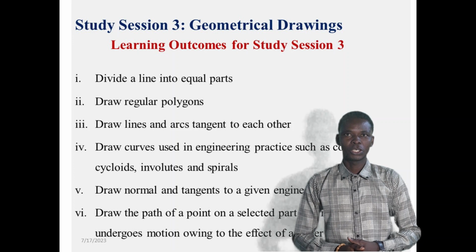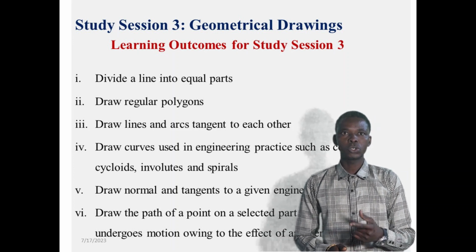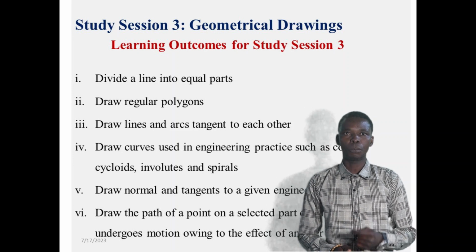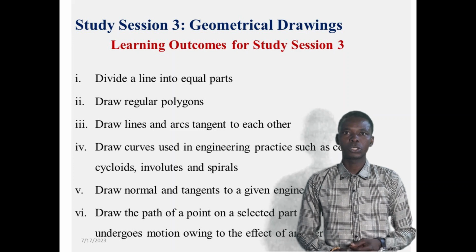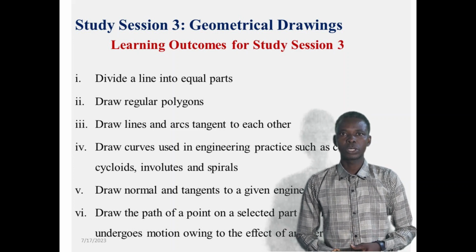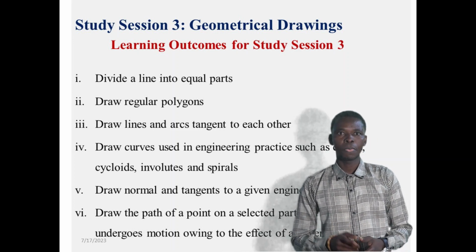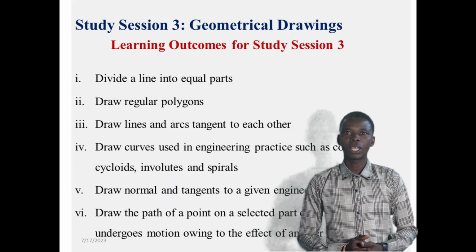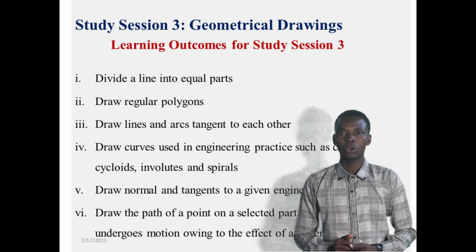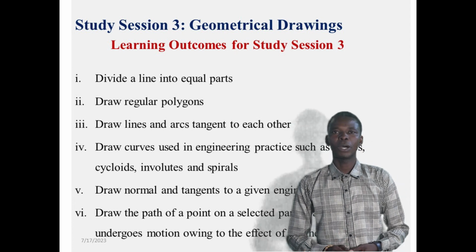Study section 3, which is geometrical drawing. At the end of this study section, you should be able to divide a line into equal parts, draw regular polygons, draw lines and arcs tangential to each other, draw curves used in engineering practice such as conic, cycloid, involute, and spiral, draw normal and tangential to a given engineering curve, and draw the path of a point on the selected part of a machine that undergoes motion owing to the effects of other parts.